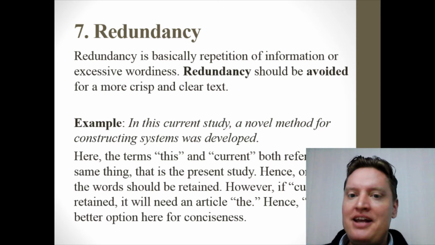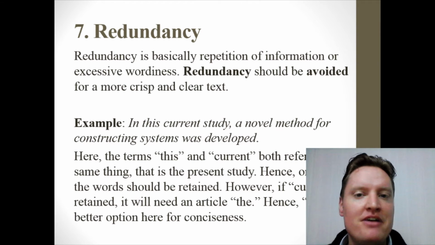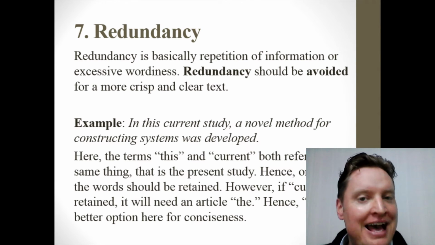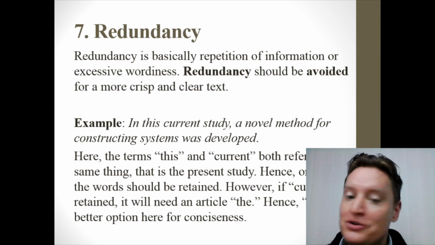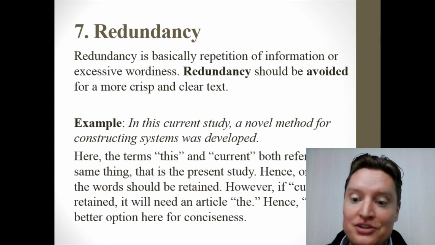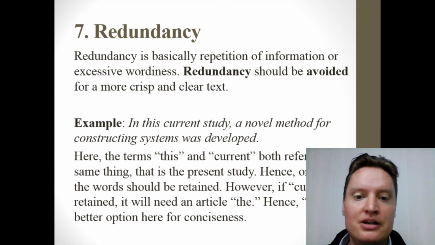Redundancy. Redundancy is basically repeating information, and it causes what we call excessive wordiness. Redundancy should be avoided for a more crisp and clear text. Here's an example. In this current study, a novel method for constructing systems was developed. Here, the terms this and current both refer to the same thing, that is, the present study. Hence, only one of these words should be retained. However, if current is retained, it will need an article, the. Hence, this is a better option here for conciseness.